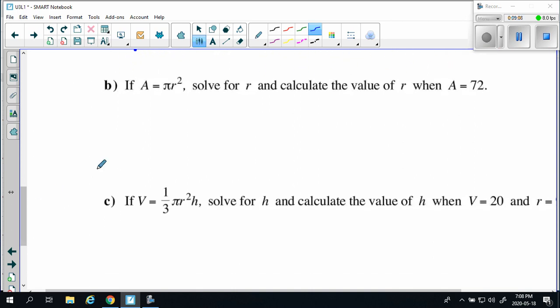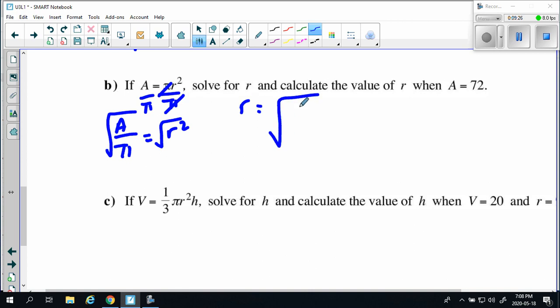In part B, we are solving for r again. So we will divide both sides by pi, like so. A over pi is r squared. And to get rid of the squared, we will square root both sides. So now we have r is equal to the square root of a over pi. And we're going to substitute in.